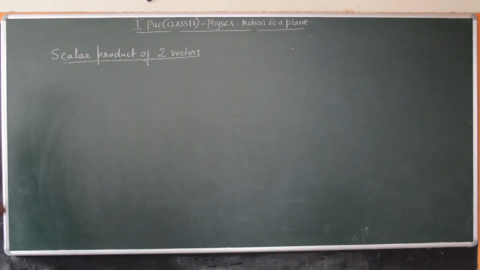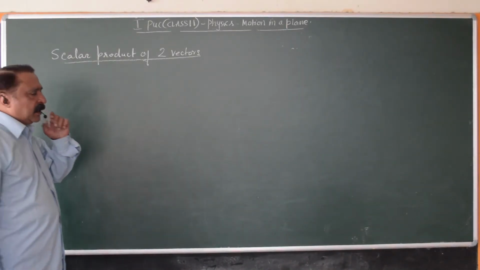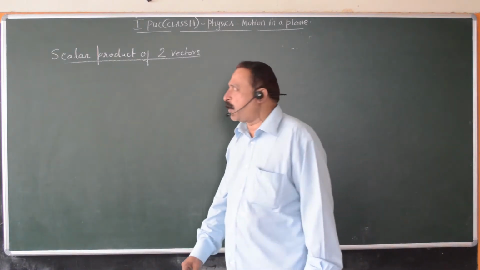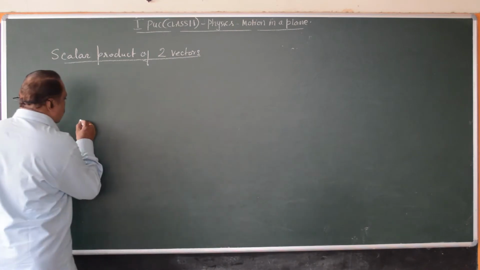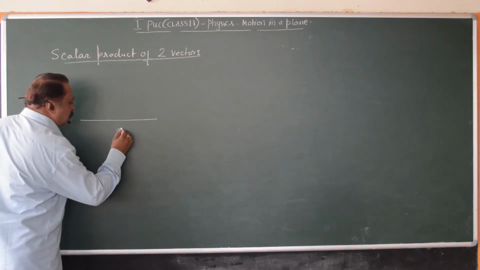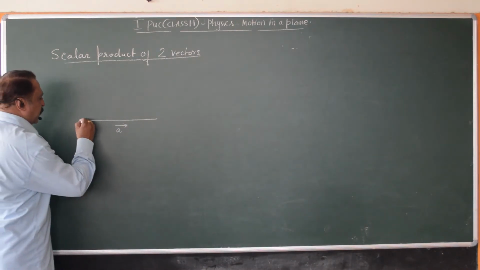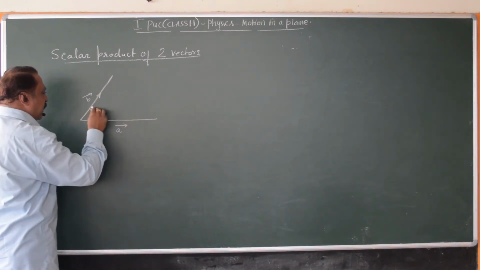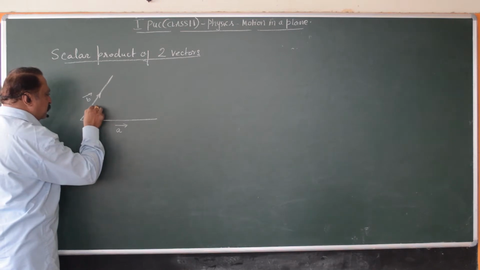Scalar product of two vectors. Let's understand what is meant by scalar product, or it is also called the dot product. Let two vectors A and B make an angle theta.